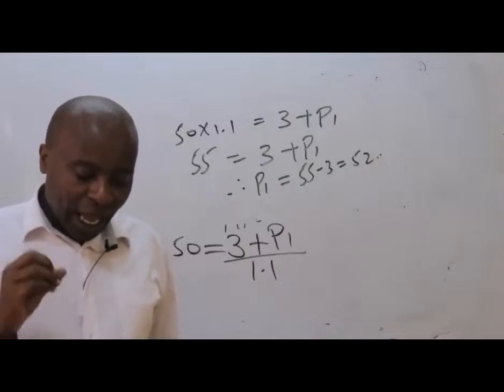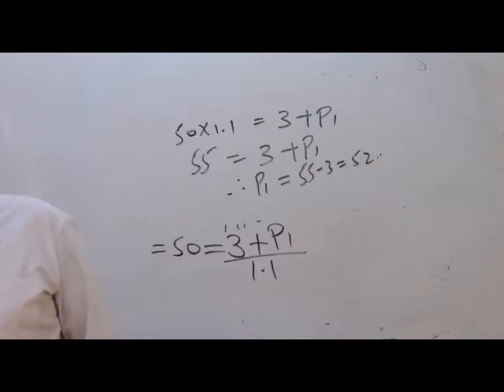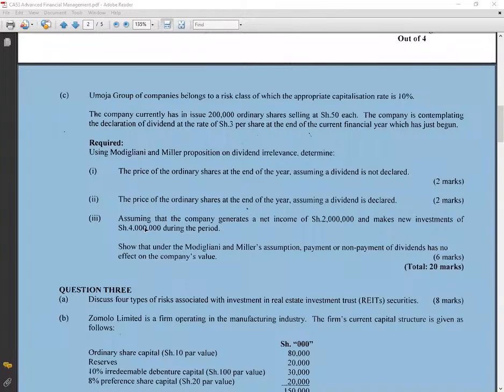Assuming that the company generates a net income of shillings 2 million and makes new investments of shillings 4 million during the period, show that under Modigliani and Miller's assumption, payment or non-payment of dividends has no effect on the company's value.